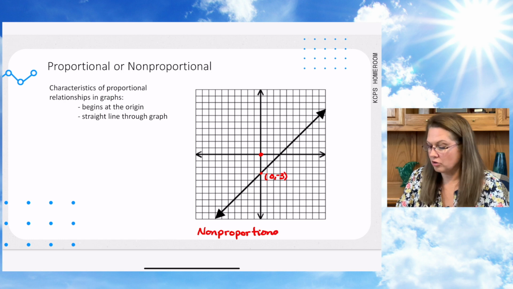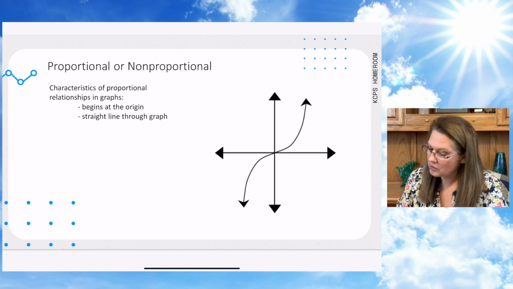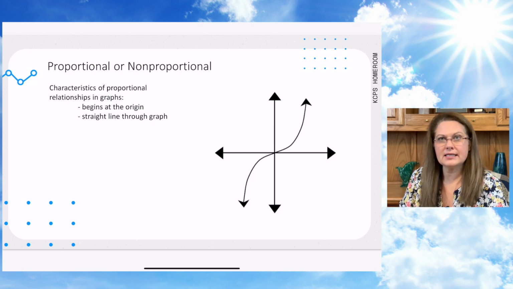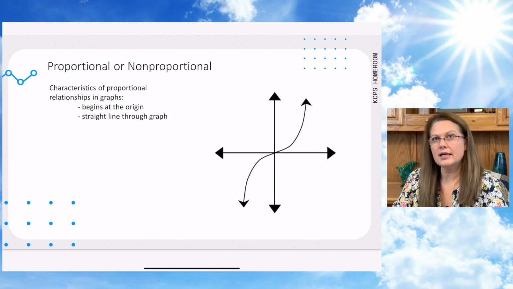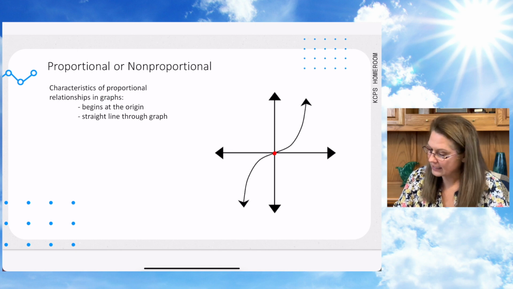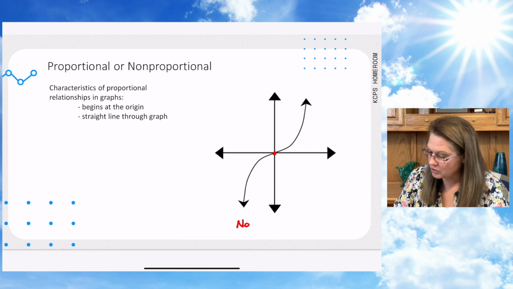Let's take a look at another graph. This graph I kind of like. It's kind of one of those whimsical graphs. And notice, remember our two characteristics? Goes through the origin, straight line. Here is our origin. The line goes through the origin, but really is it a straight line? No, it's not. It's really one of those wacky, curvy lines. So because it only has one of the characteristics, this particular graph is non-proportional.